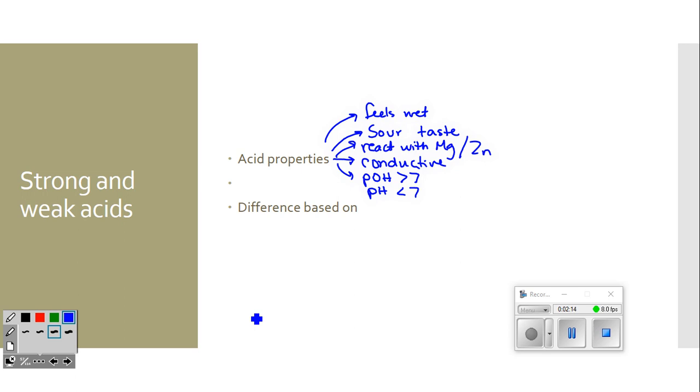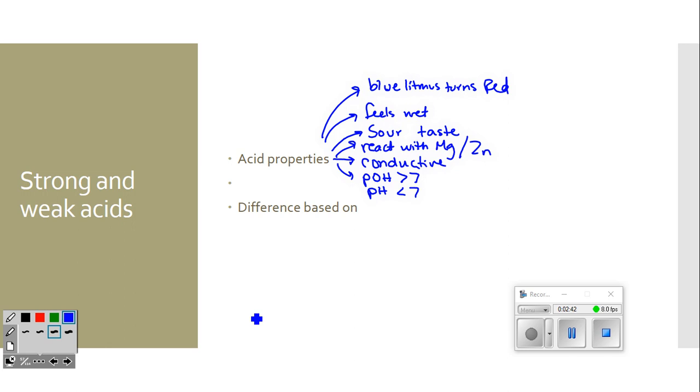That's a base. Bases feel slippery. There's probably one more thing that I think that you should know. Maybe something about a color that something turns. There we go. Blue litmus turns red. These are all things that you hopefully have heard about acids at some point previously.